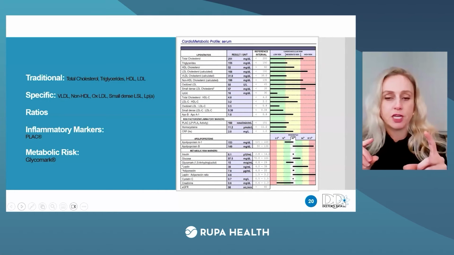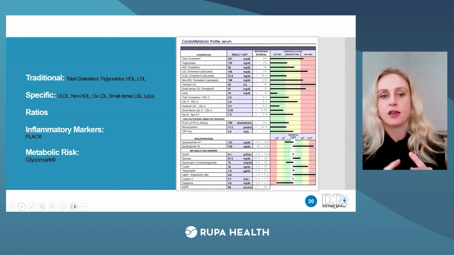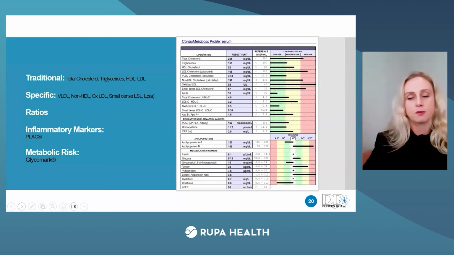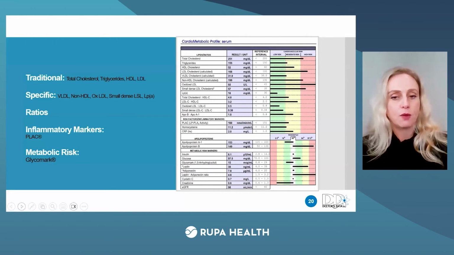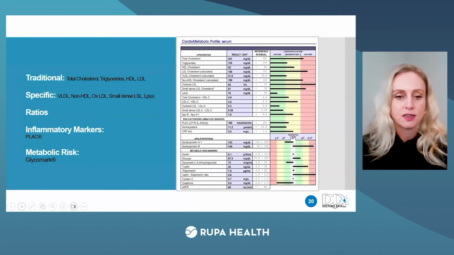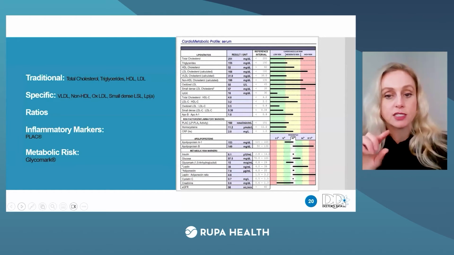The next piece of information is going to be those inflammatory markers. So plaque, which we discussed, homocysteine, which we're aware of, and then high sensitive CRP. And then we're looking at the apolipoproteins, apolipoprotein A1, and then apolipoprotein B, the new kid on the block that everybody is interested in right now. The metabolic risk markers are included. So that's the next section.